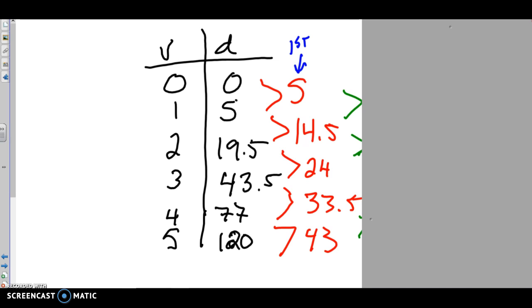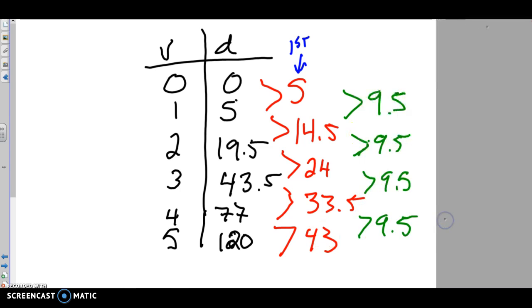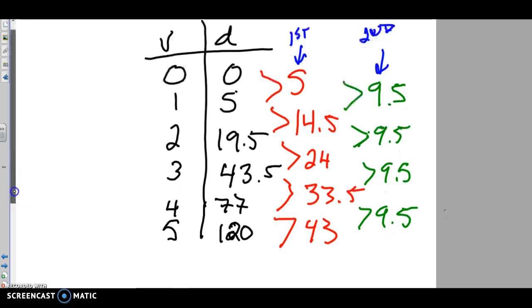So I'm going to take the difference of these numbers now to find my second difference. So 14.5 minus 5, 24 minus 14.5, 33.5 minus 24, 43 minus 33.5. And I find that they are all constant. So a constant second difference means that it is going to be a quadratic equation. So that is part A, is that it will be quadratic.